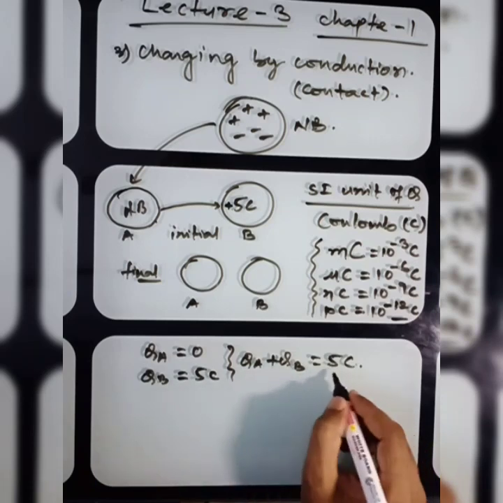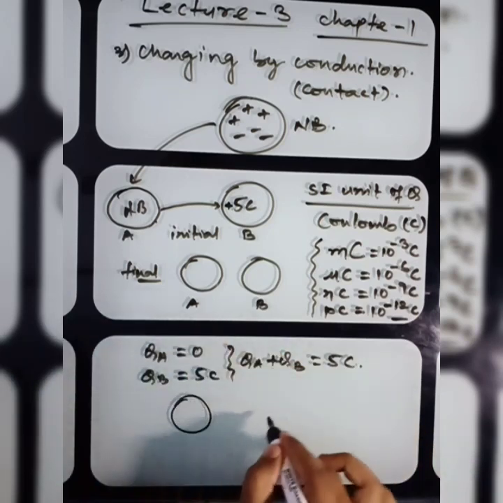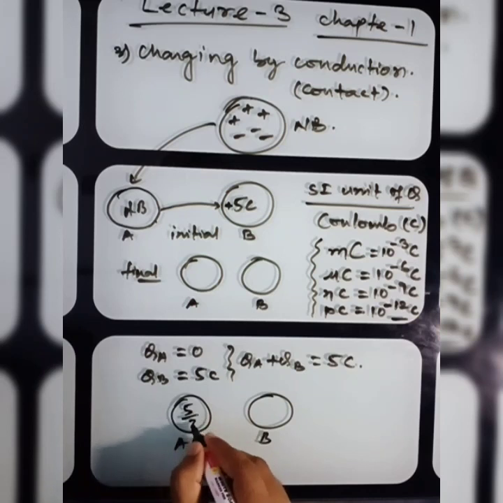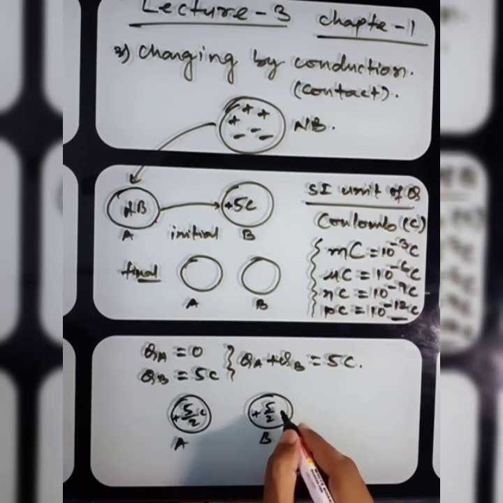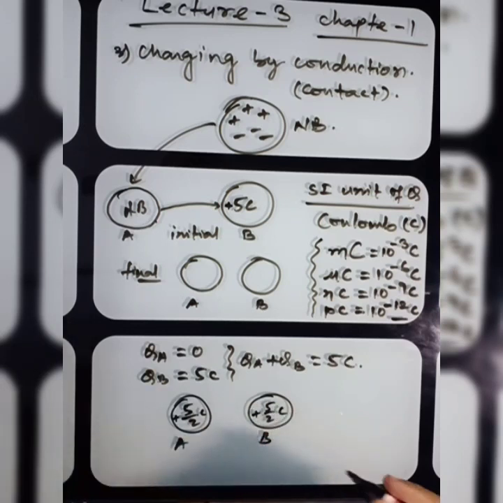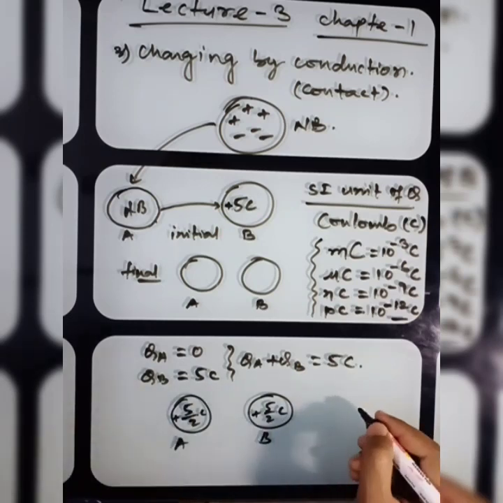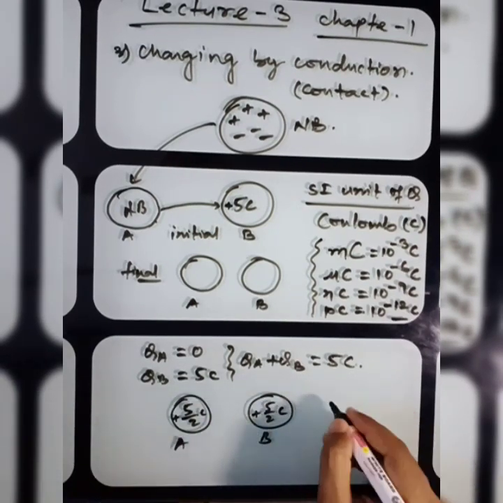Now the total charge is 5 coulomb, and this 5 coulomb will be equally distributed on both bodies A and B. So each will have 5 by 2 coulomb positive. In this way, the charge will distribute. For a few seconds, pause your video and try to solve this question.